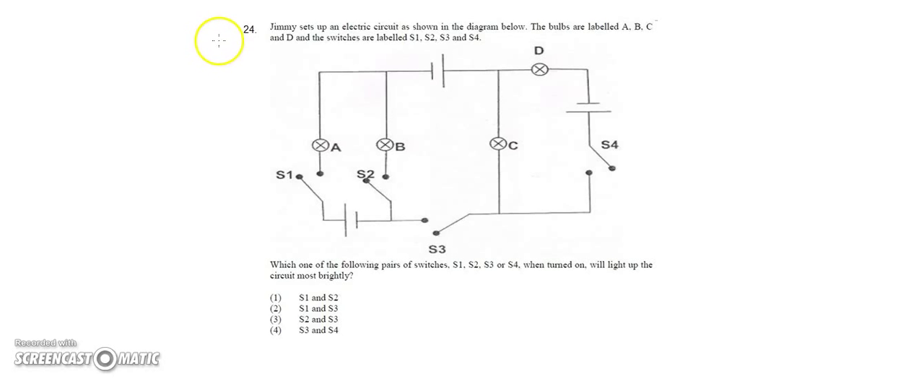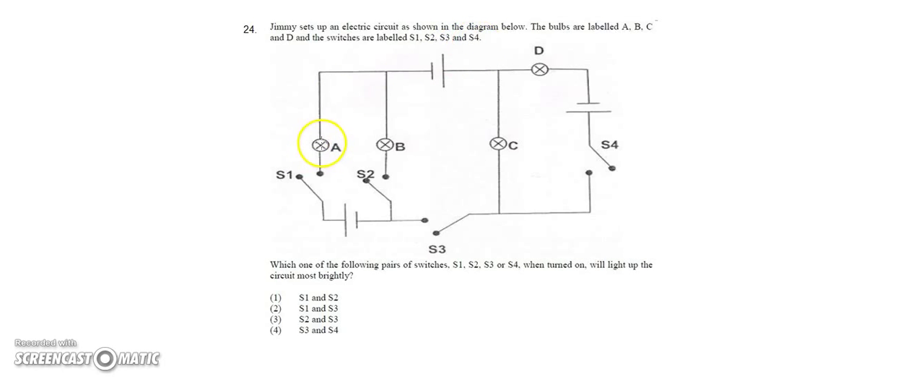Take a look at question 24. Jimmy sets up an electric circuit as shown in the diagram below. The bulbs are labeled A, B, C and D, and the switches are labeled S1, S2, S3 and S4.